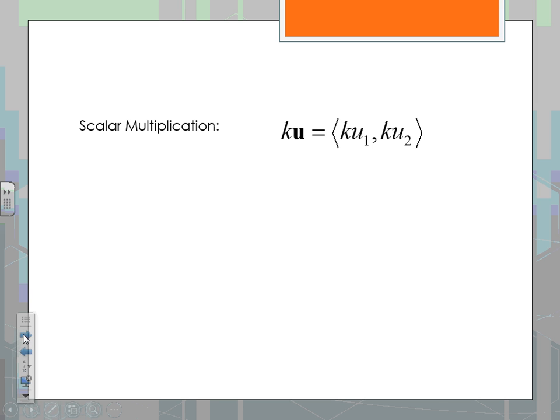Okay? Scalar multiplication. We're taking a vector, and then you're going to take a scalar throughout the whole vector. So if this was vector u, negative u would look like what?